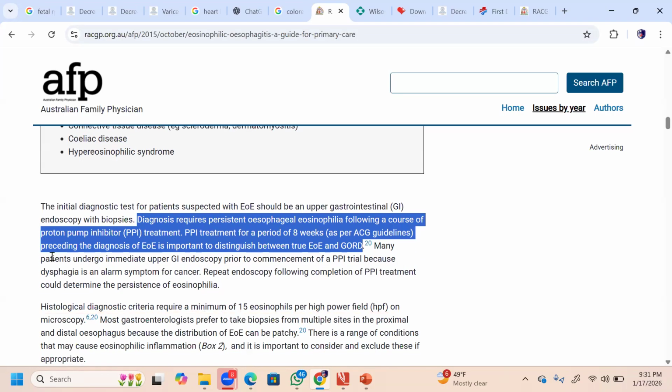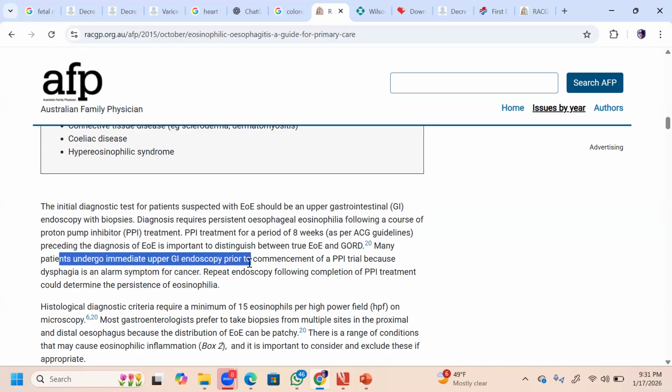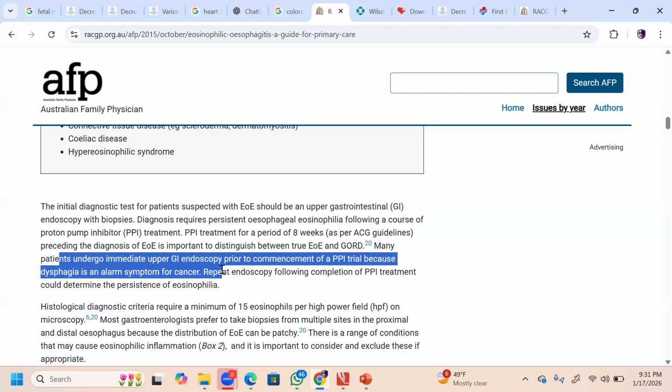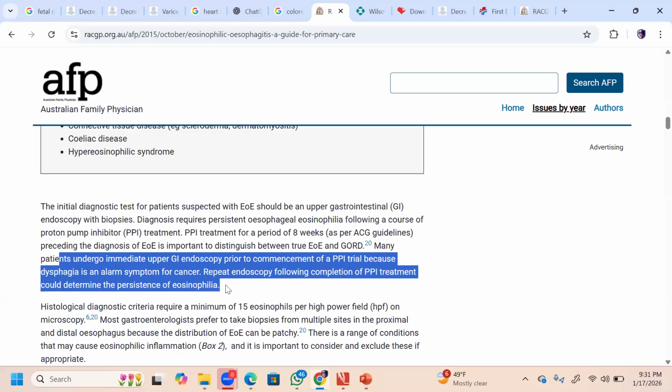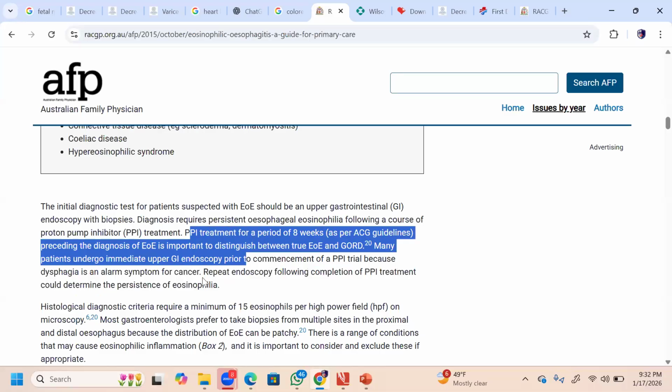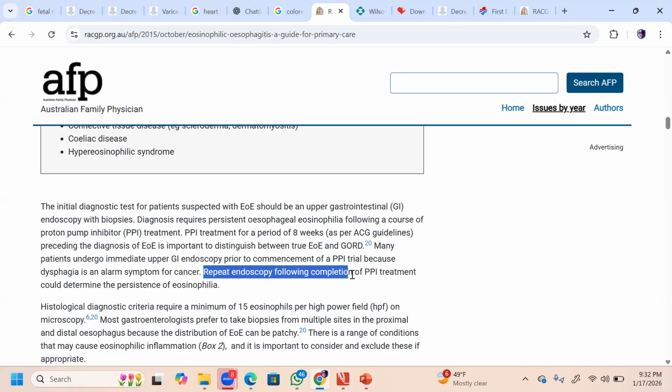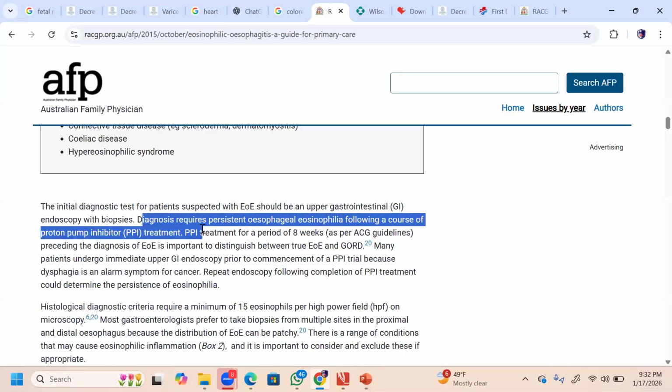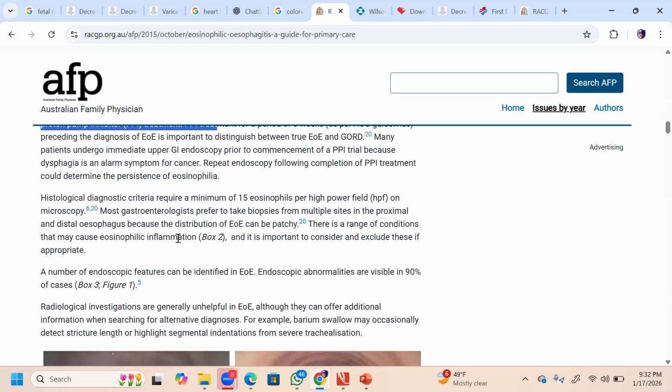Many patients undergo immediate upper GI endoscopy prior to commencement of the PPI trial because dysphagia is an alarming symptom for cancer. Then repeat endoscopy following completion of PPI treatment. This is also extremely important. After completing the PPI treatment trial of 8 weeks, you have to undergo endoscopy again. You have to focus on the question: if they ask about the next step, the next step is the PPI trial to make the diagnosis.